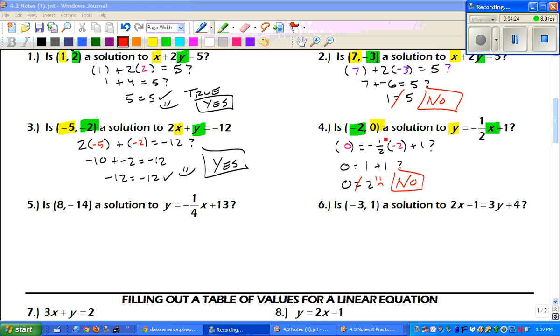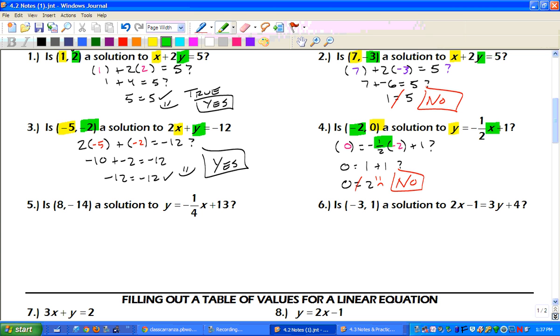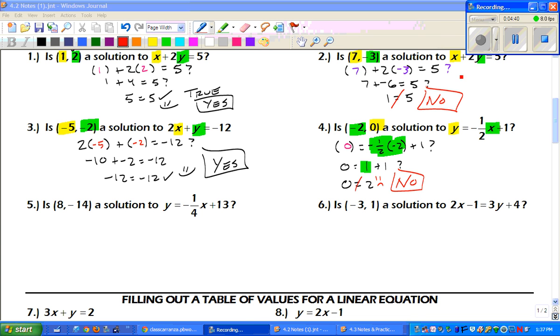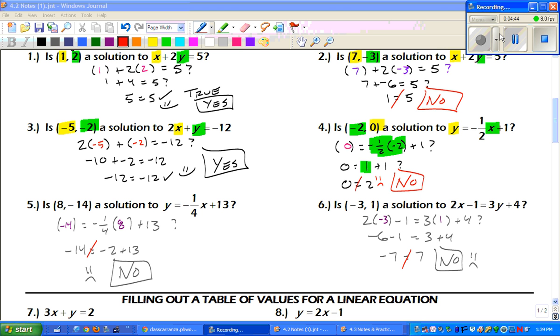Okay, for that one I got no because negative 1/2 times negative 2 gives us a positive 1. And 1 plus 1 is 2. All right, you guys are up for 5 and 6. Pause the video, try it out. Both of them. Okay, and for both of those, we got no.